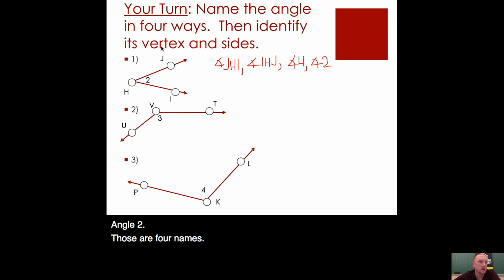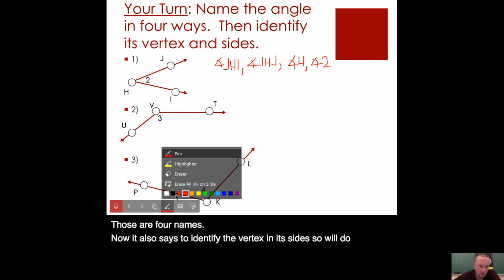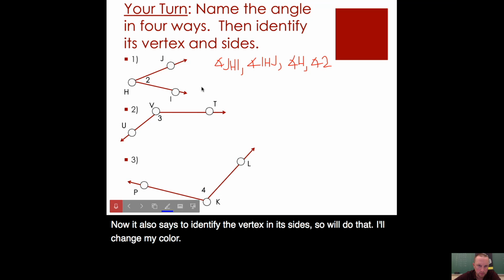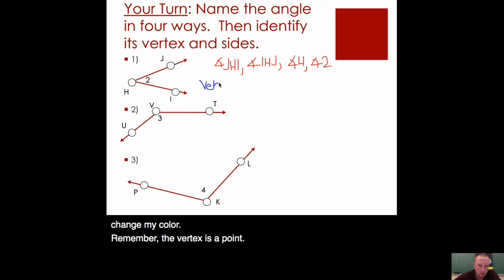Now it also says to identify the vertex and its sides. So we'll do that. I'll change my color. Remember, the vertex is a point. Which point is the common point of the two rays? Point H.